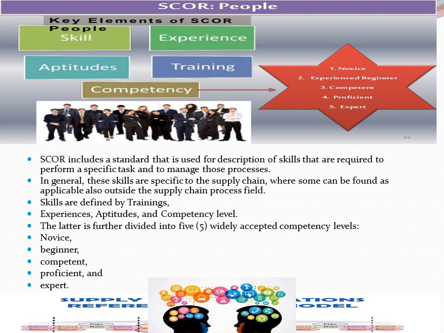SCOR includes a standard that is used for the description of skills that are required to perform a specific task and to manage those processes. So when we are going to hire, it tells us about the job description and job qualification. All these things are there in our SCOR model. Skills are defined by training, experience, aptitudes, and competency level. The latter is further divided into five widely accepted competency levels.